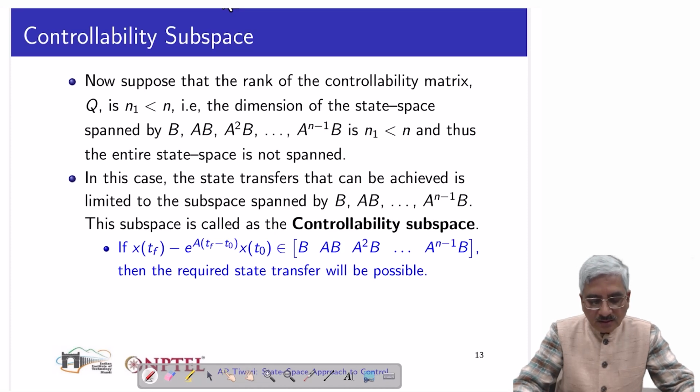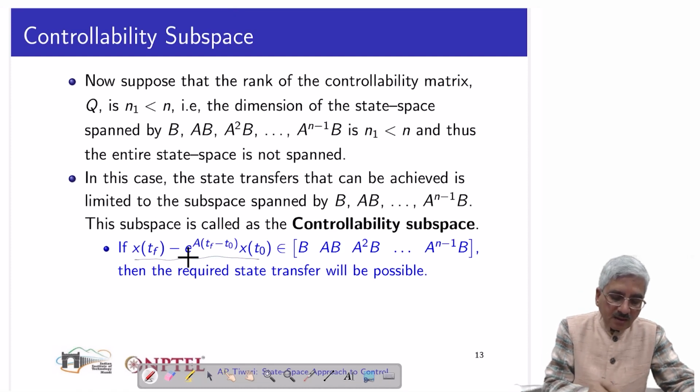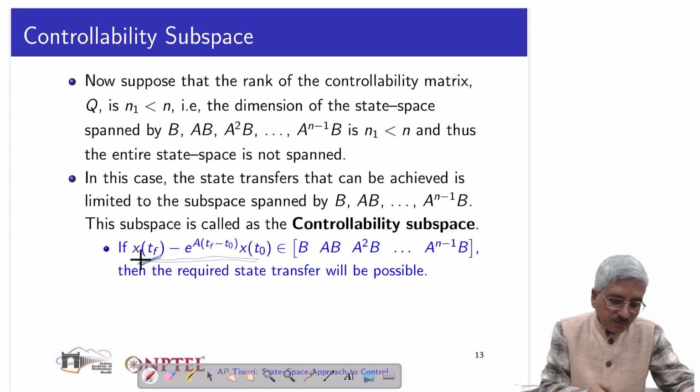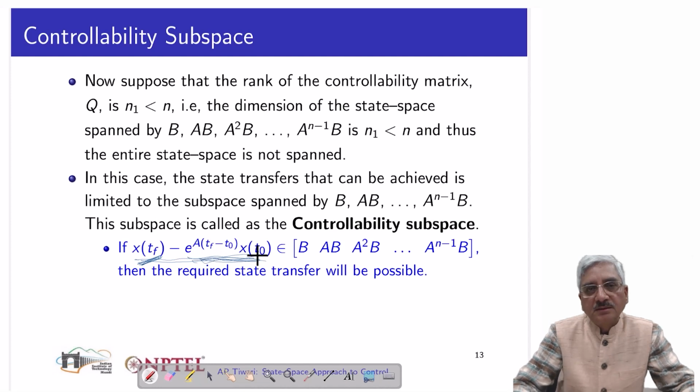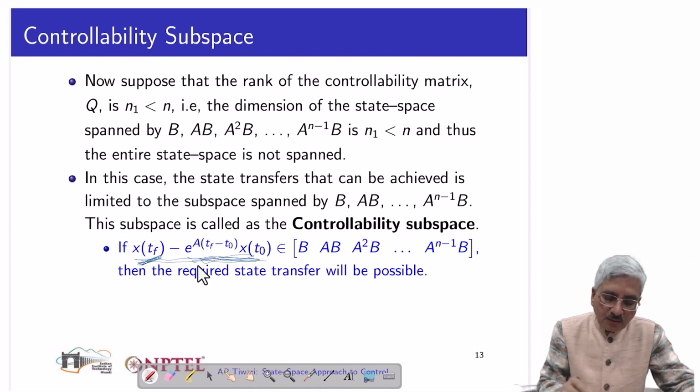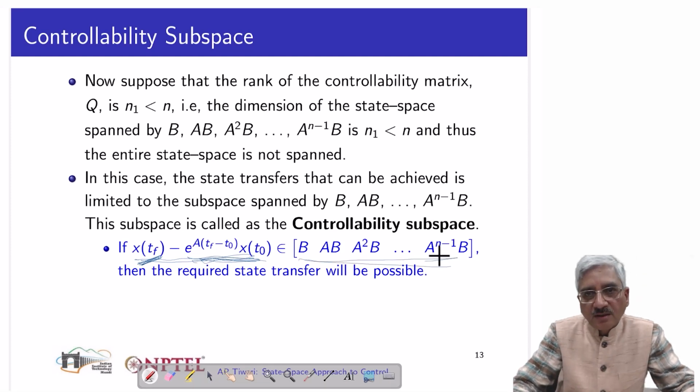then still some state transfers will be possible, and that condition is this: if the state which is being sought at time tf, minus the contribution which is coming from the initial condition, is within the controllability subspace, let it be of order n or order less than n, then the state transfer will be possible. System need not be controllable. If it is controllable, then all state transfers will be possible.